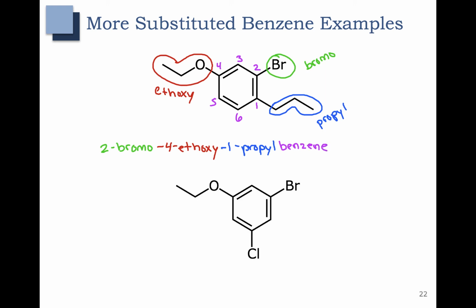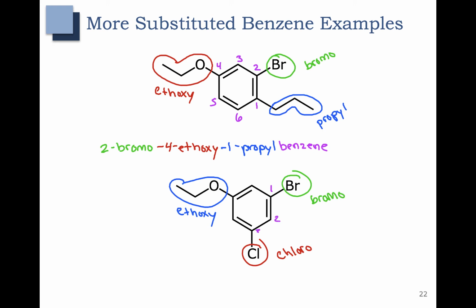In this second example, we have a situation where either way we number it, we're going to have groups at 1, 3, and 5. Since we'll get the lowest possible numbers wherever we start, we're going to have to use alphabetical order to break the tie. Our substituents are bromo, chloro, and ethoxy. So that means the 1 goes here because B comes first alphabetically.